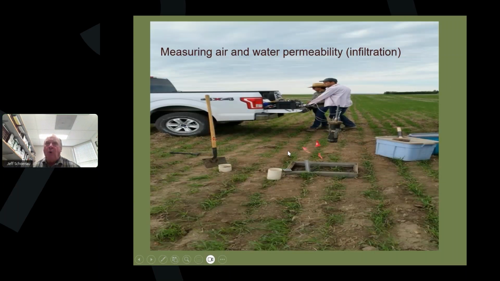We measured air and water permeability, that is infiltration, measuring water infiltration, in this case using a big tray or pan that was set up across the seed bed, covering both the seeding rows and at least a couple of the channels there that we created with our subsoiling unit. So we measured water infiltration, and then we also measured there in the back of the truck, you can see hooked up, air permeability as well, the entry of air into the soil as affected by the subsoiling operations.